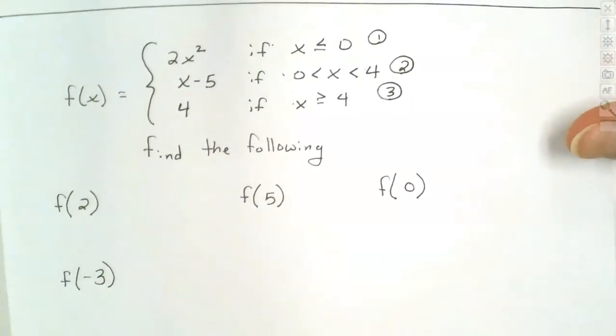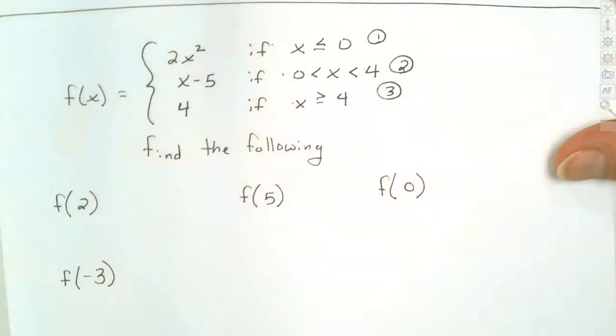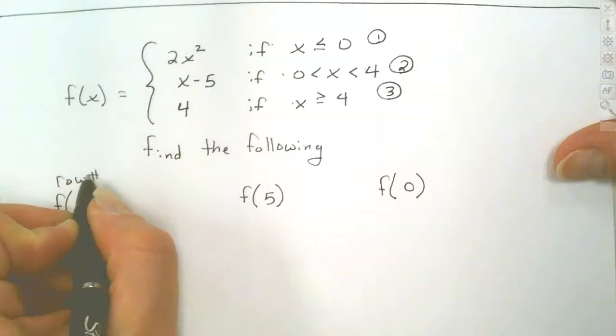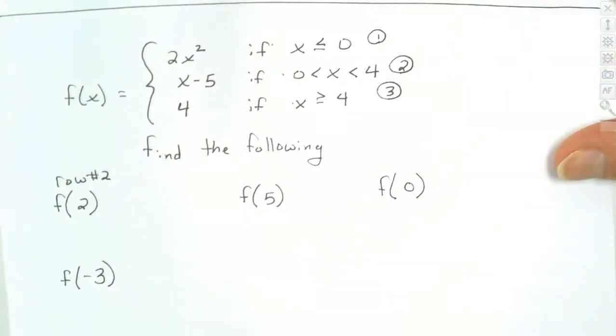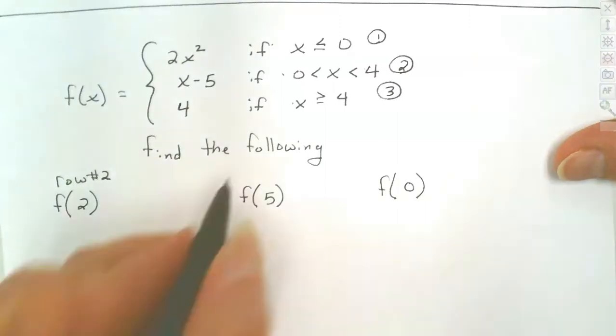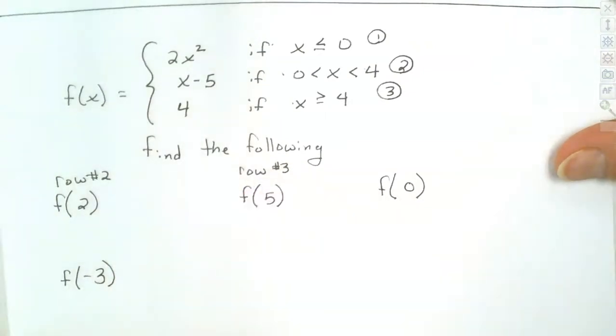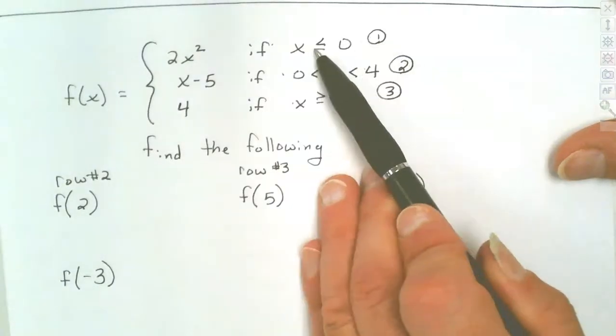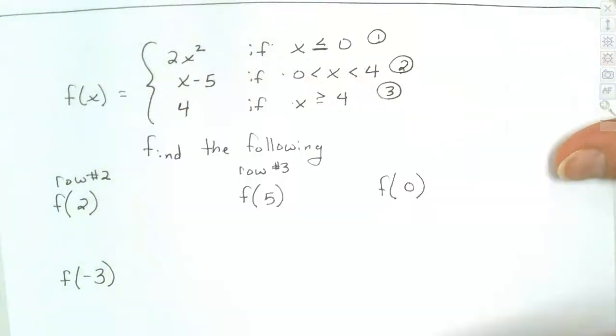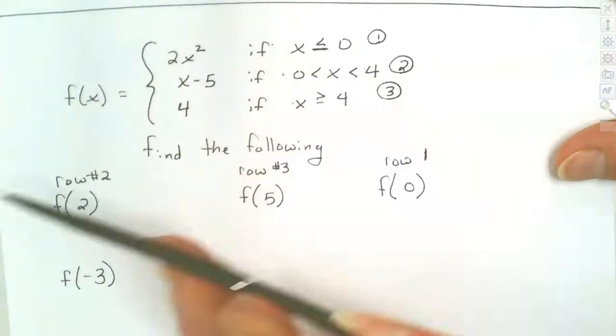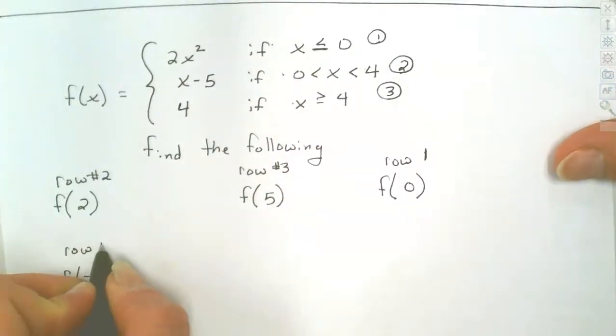So f of 2. Well, 2 is between 0 and 4. Yes, so that's going to be row 2. What about f of 5? Well, 5 is bigger than 4, so that's going to be row 3. What about 0? Look at where it's going to fall. Row 1 has the bar underneath. That means it includes 0, so we're going to be using row 1 here. And then f of negative 3, well, that's less than 0, so that one would also be row 1.